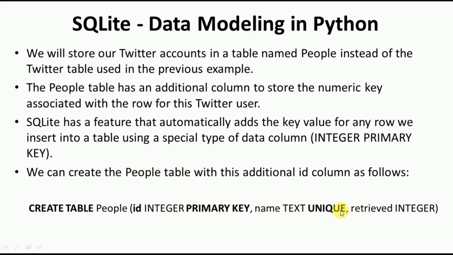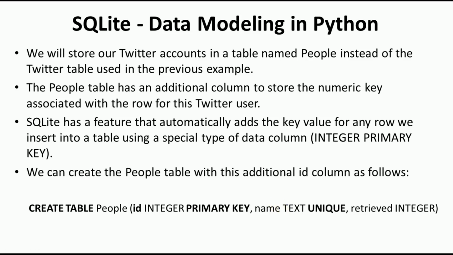So ultimately we have only two attributes here. One is name, another one is retrieved. Name is of type unique. We cannot insert the same name multiple times. For example, Mahesh is a username, so you should not insert Mahesh multiple times. It should be present once.